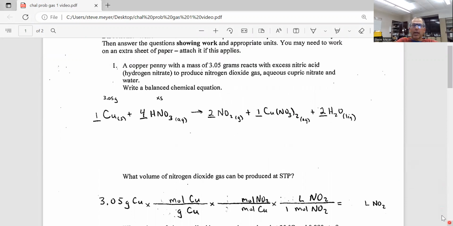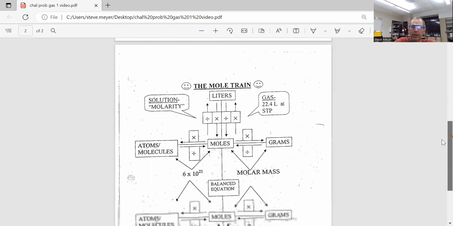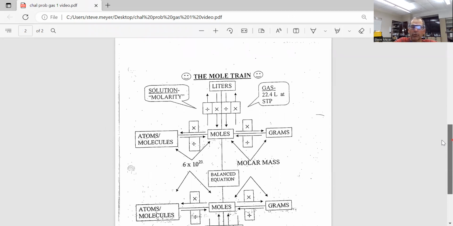And it says we have 3.05 grams of copper penny. It reacts with excess nitric acid. What volume of NO2 gas is produced at STP? So just sliding to a mole train, maybe making this a little smaller and sliding that through. We can look, and we have grams of a copper penny, about 3 grams. It's a pure copper penny from 1960, actually.